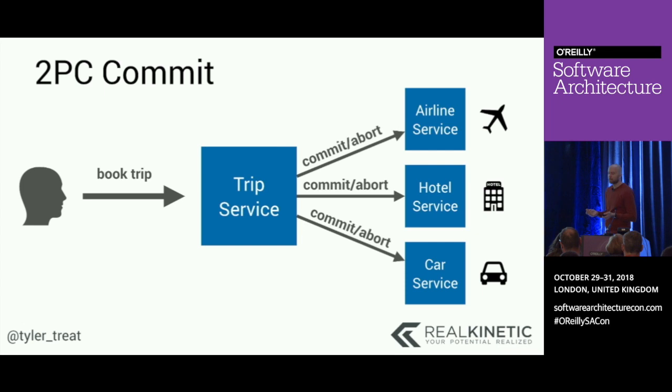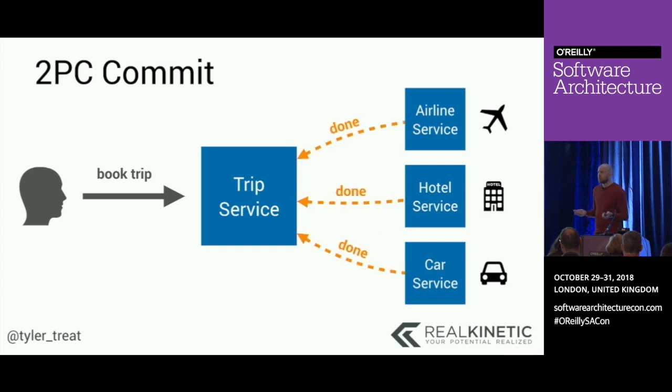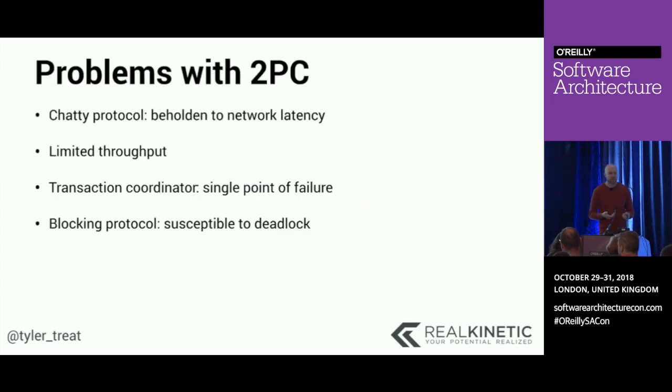But there are a number of problems with this and other related protocols, and one of which is it's a very chatty protocol. Right? There's a lot of messages going back and forth, and so it's beholden to network latency. So it has very limited throughput and limited scalability.